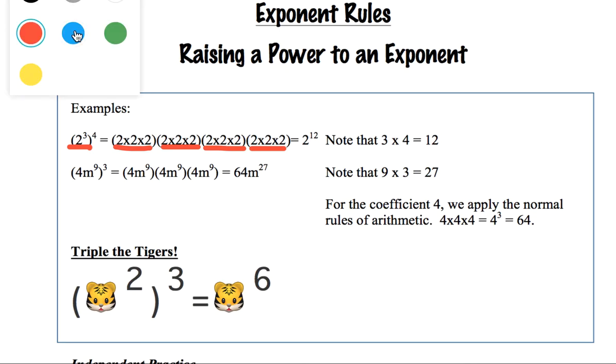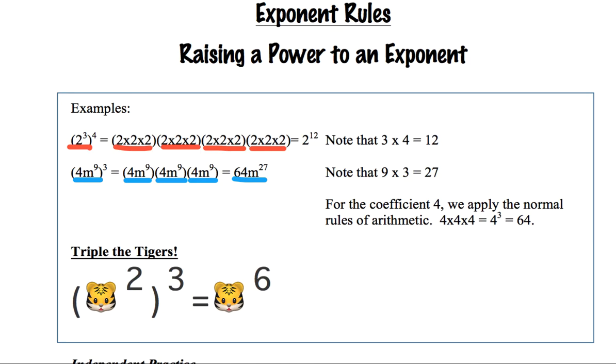Now for this next one, we have 4m to the 9th to the 3rd power. So that tells us we need 3 groups of 4m to the 9. So the tricky thing here is with the 4, we're just doing the regular rules of arithmetic. 4 times 4 times 4 is 64. Then for the m's, for the monkeys, we basically have 3 groups of 9 monkeys. That's 27 monkeys. So our final answer would be 64m to the 27th power.